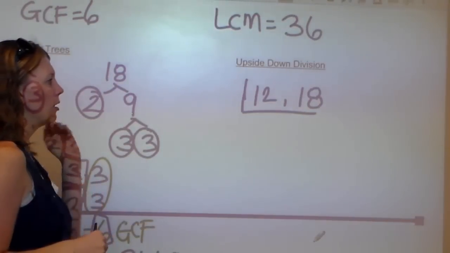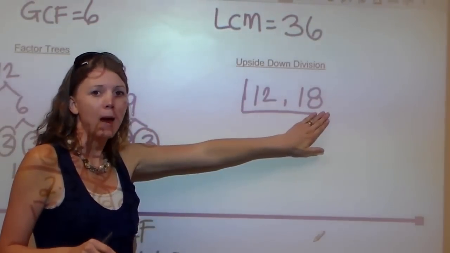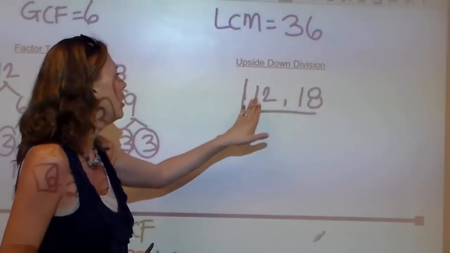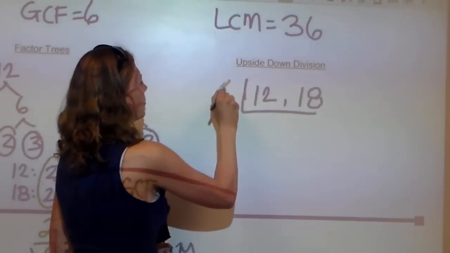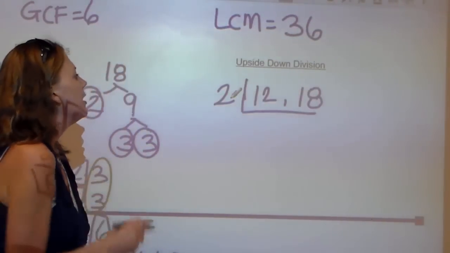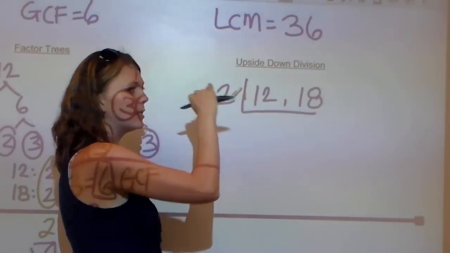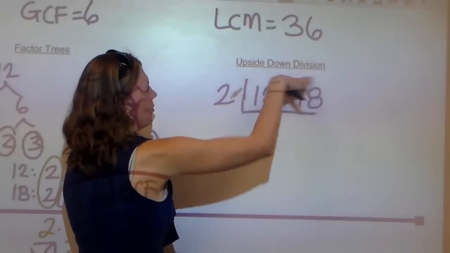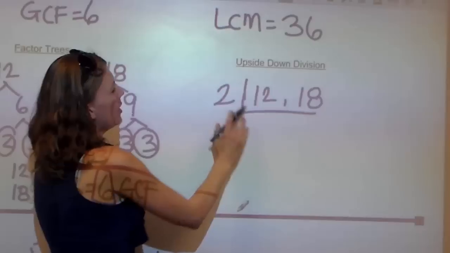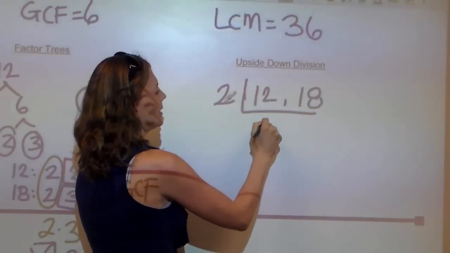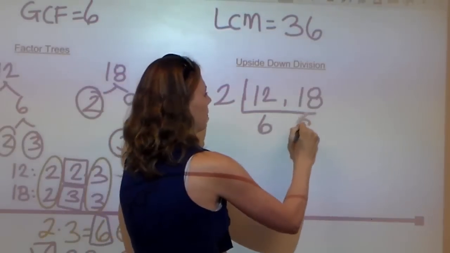So what you're going to do is think of a number that you can divide into both of these numbers. Try to think of the largest possible number if you can. So let's just say that I only know that they're both even and that 2 goes into those numbers because I'm using divisibility rules. Now I'm going to divide 12 divided by 2. So it's kind of like division, but the division box is upside down, and that's, again, why it's called upside down division. So 12 divided by 2 is 6. I'm going to write 6 underneath. 18 divided by 2 is 9.